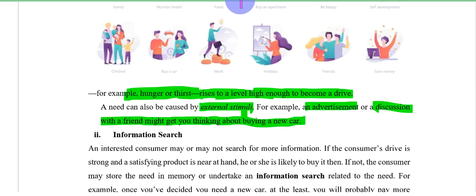So these are the factors which are not your internal, but there are some external factors which have helped you to identify the need. So we will stop here and we will continue in the next video.